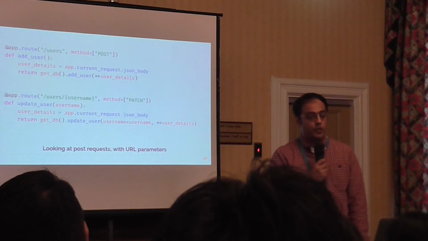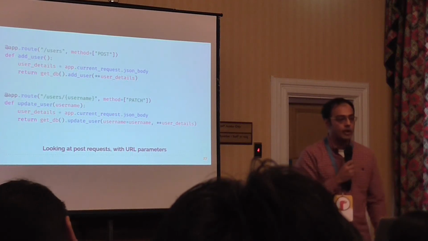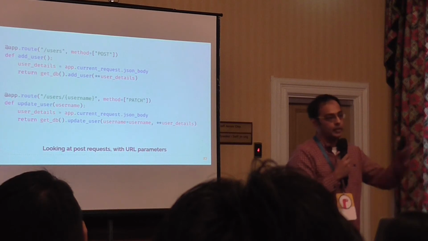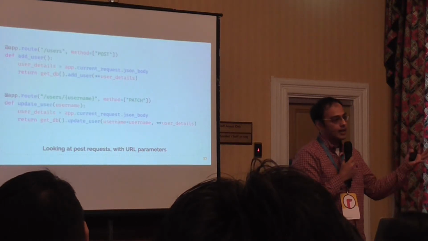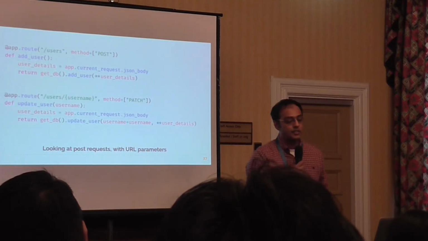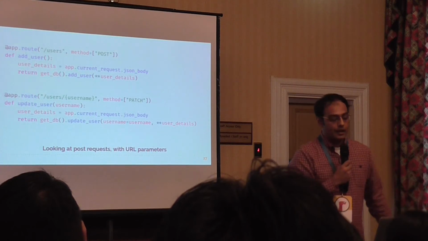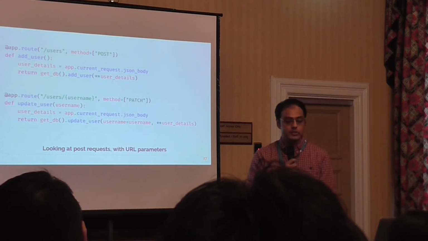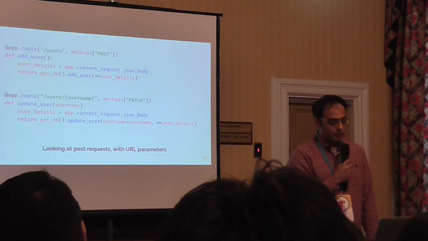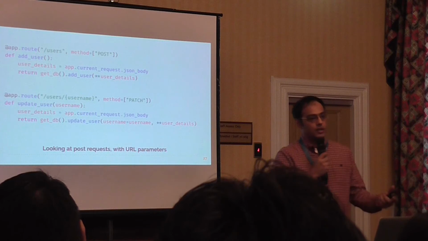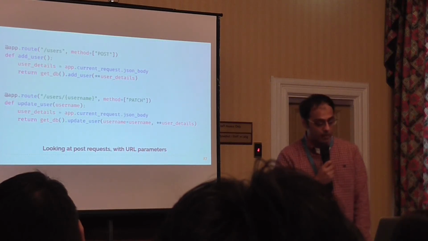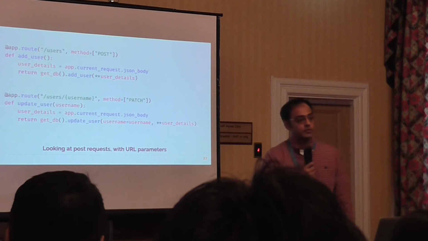In the function, I'm using the current request's JSON body. Now again, it's a small thing, but Chalice is helping me. It's taking the JSON that's coming in for the request, converting that into a Python dictionary, and then I can just pass on the Python dictionary with the double star into my function so that it passes all the keys as parameters. So it looks very nice. In the same way, in my update function, I have a URL parameter because I obviously want to update one user, and I get that username in my function parameter, and then I pass it on to the update user function.